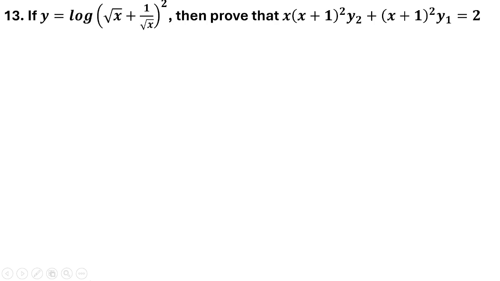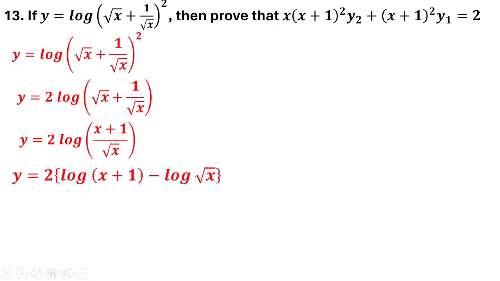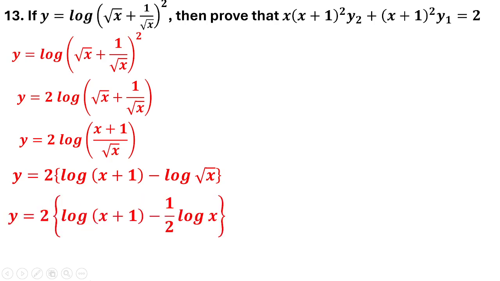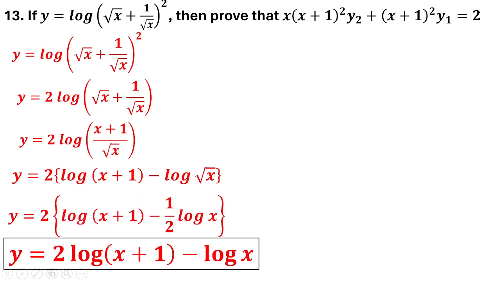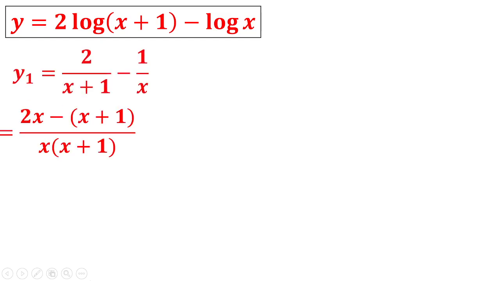Next question, y is equal to log of (root x plus 1 by root x) the whole square. Then we have to prove this. This is a problem of successive differentiation. Now normal differentiation I am doing and applying the idea of log: log m by n is log m minus log n. And we are doing maximum simplification for y before we start the differentiation. Now do the differentiation, both are log, it is very easy.